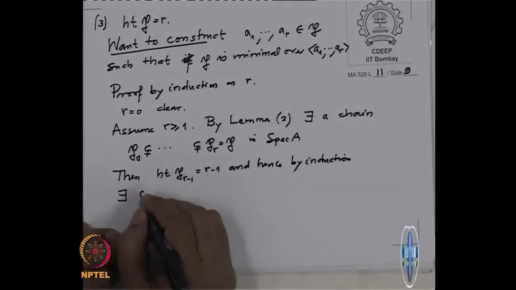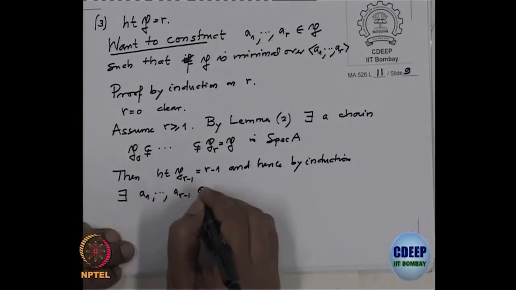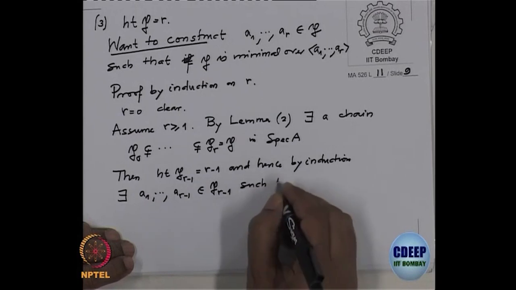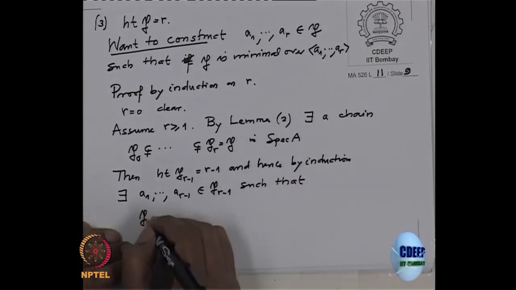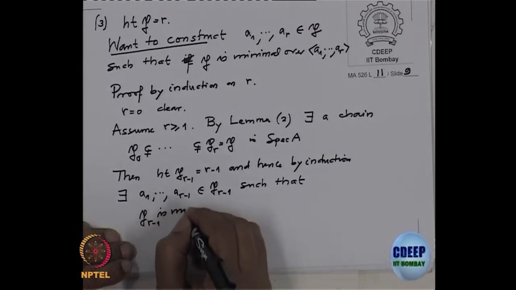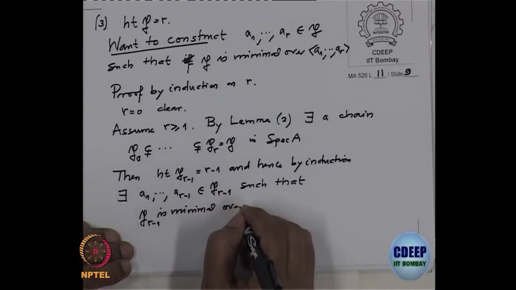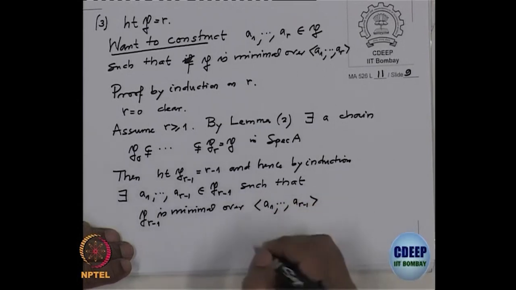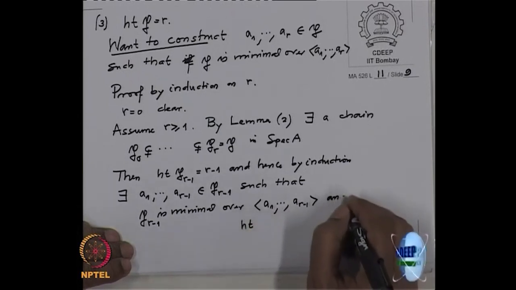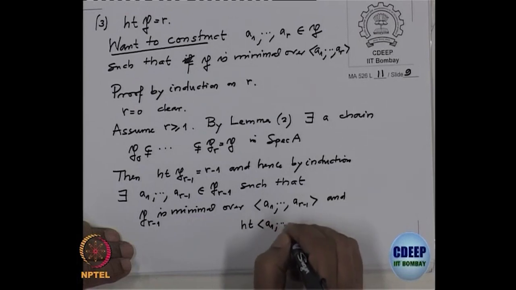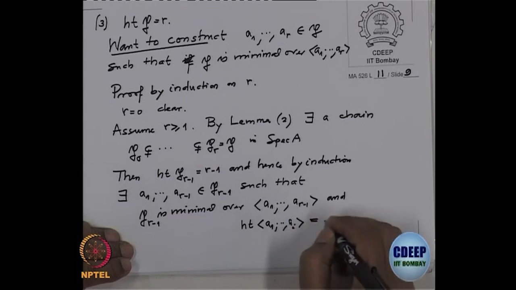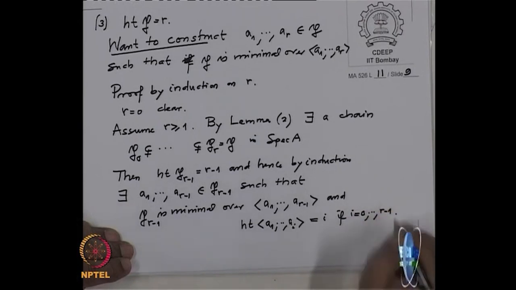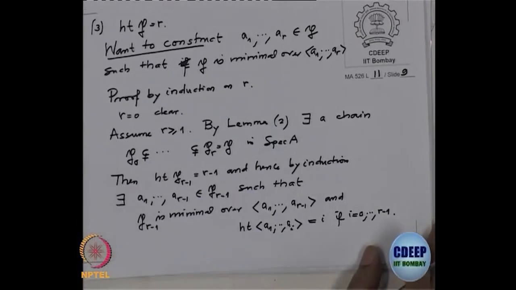there exist R minus 1 elements A1 to AR minus 1 in PR minus 1 such that PR minus 1 is minimal over A1 to AR minus 1, and also the property that if I take I of them, the height of the ideal generated by A1 to AI is I, for I from 0 to R minus 1. Okay. Now, we are looking for one extra element.